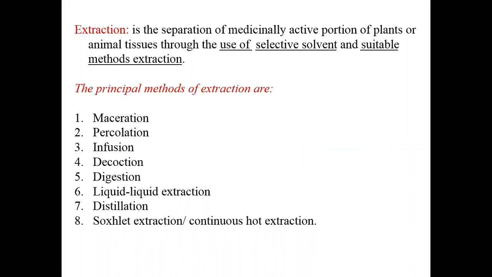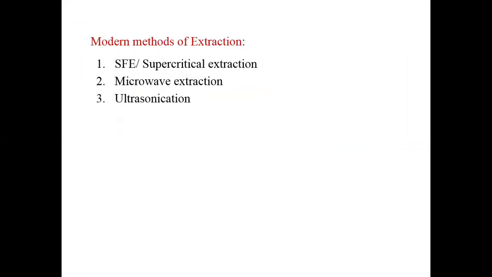The principal methods of extraction are maceration, percolation, infusion, decoction, digestion, liquid-liquid extraction, distillation, Soxhlet extraction or continuous hot extraction. All these are the conventional extraction methods used for separation of the medicinally active portion of a plant by using a selective solvent. Nowadays, modern or advanced methods are used for the separation of active constituents, such as supercritical fluid extraction, microwave extraction, and ultrasonication. All these are some techniques recently used for extraction purposes.